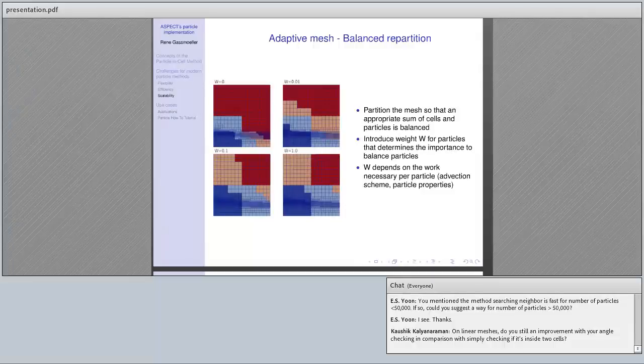I've posted different mesh distributions on different domains on the left-hand side, varying this weight from 0, which essentially means particles are not considered at all for the repartition of the mesh, to 1, which means one particle is as important as one cell to balance across different domains. And you can see how this large red domain shrinks with increasing W, and therefore improves the difference between the number of particles, for example, in the red domain and in the dark blue domain.